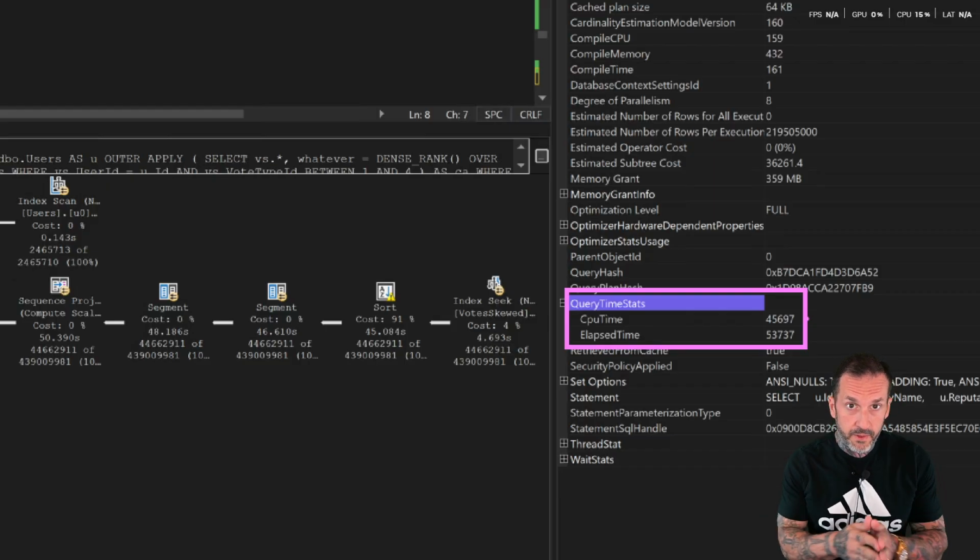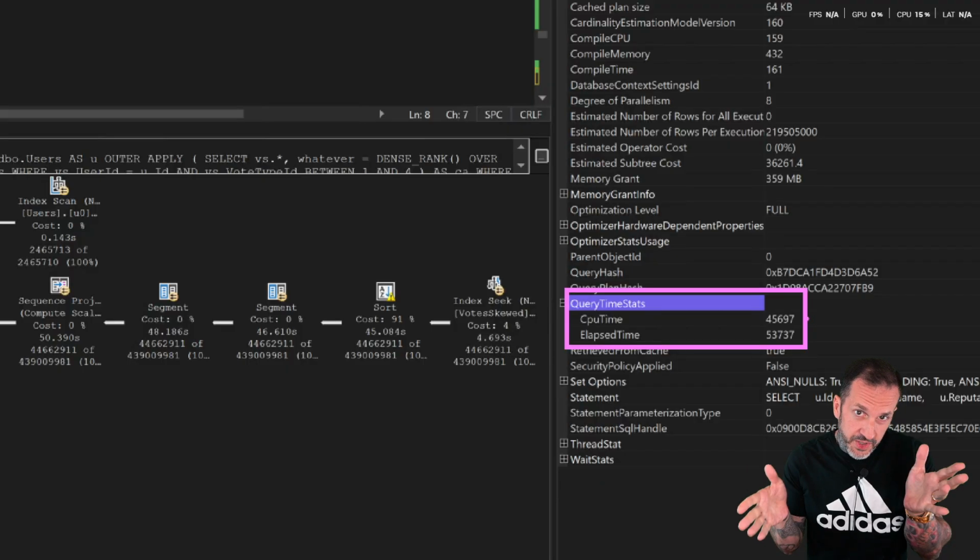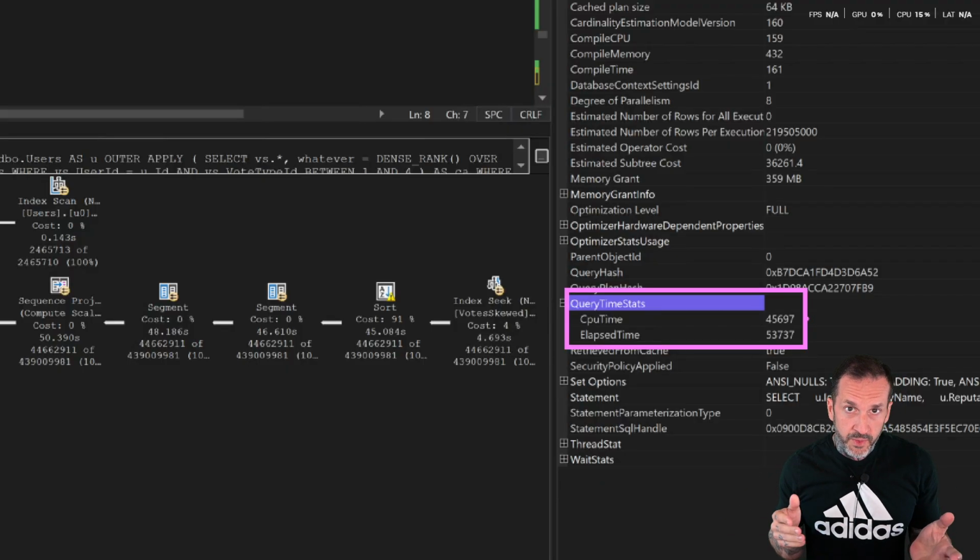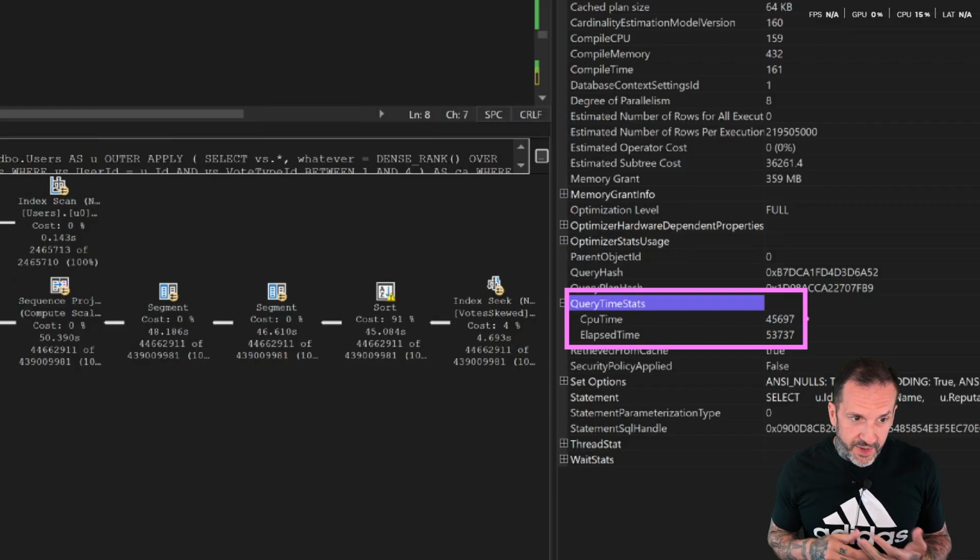We would want to see all 8 threads do an even-ish number of work, and we would want to see all 8 of those threads work cooperatively and produce an elapsed time, like a wall clock time, that is 1/8 of CPU time. So in this case, we have 45 seconds of CPU time and 53 seconds of elapsed time. So we can kind of tell here that parallelism wasn't very effective.